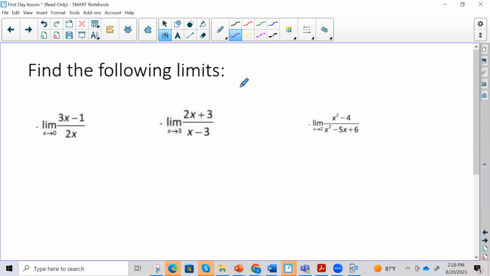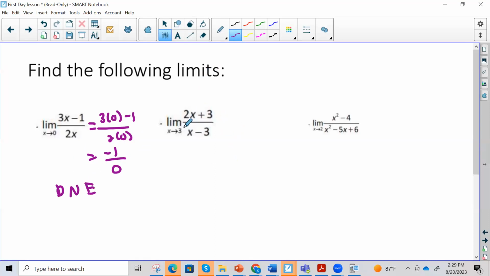Okay, so for a few more examples of finding the limits, we're going to try to find these 3 limits. So again, first strategy is plug in that x value. So I get 3 times 0 minus 1 over 2 times 0. That gives me -1 over 0. And anytime I get a non-zero number divided by 0, we put DNE. So this limit does not exist. It's going to be a vertical asymptote at that x value.